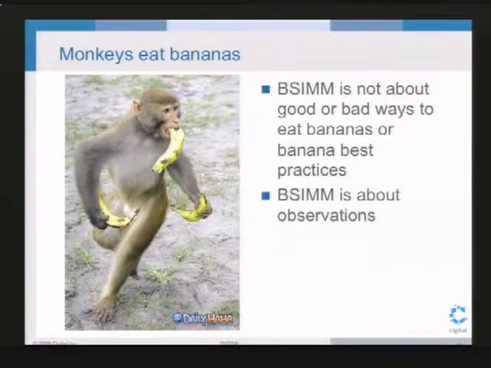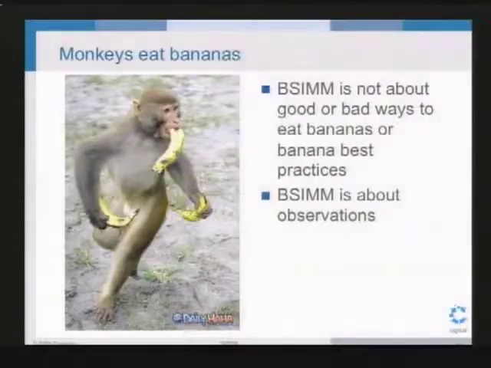When you go out in the jungle, you look in the trees, and you see some monkeys. The monkeys are eating bananas. What you observe is monkeys eat bananas. What you do not observe is bananas are good. You should only eat yellow bananas. Don't steal bananas from your friend. Don't run while you're eating bananas. None of that. No value judgments. Not, it's good if monkeys eat bananas. All we're saying is monkeys eat bananas.